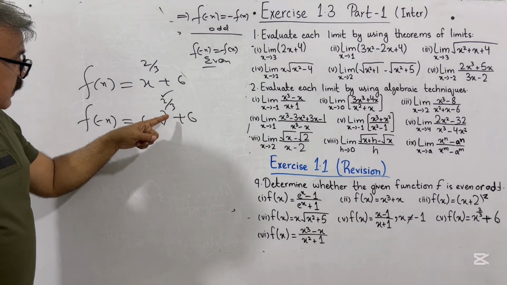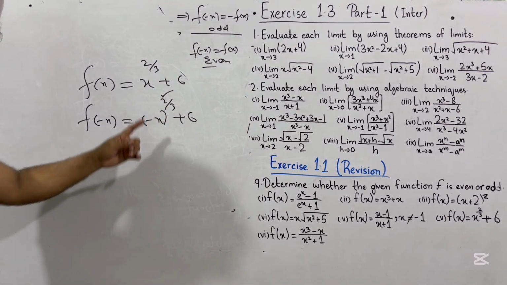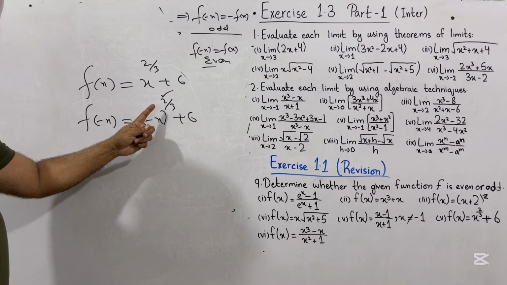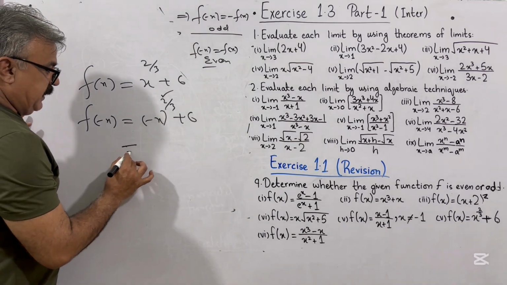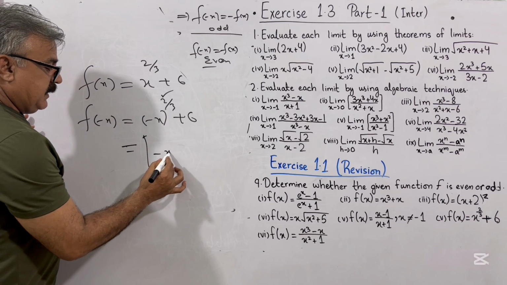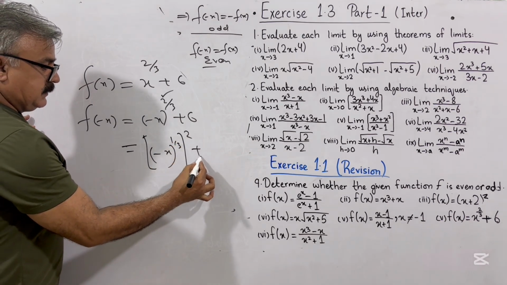Numerator of the fraction. Look at this. It is even. This fraction works like even. If it is odd, then it works like odd. Let me give you the mathematical idea about this. Negative times x raised to 1 over 3, overall squared, plus 6.